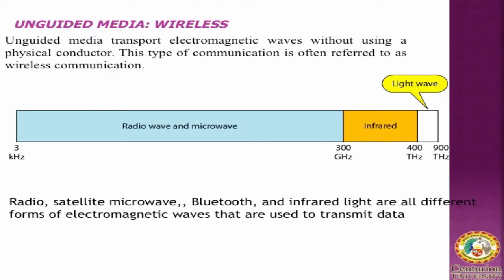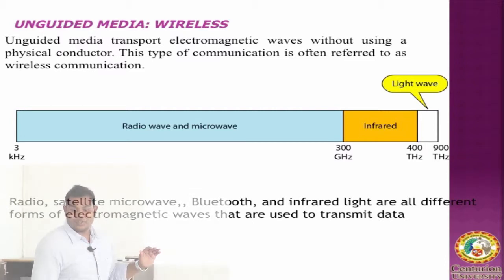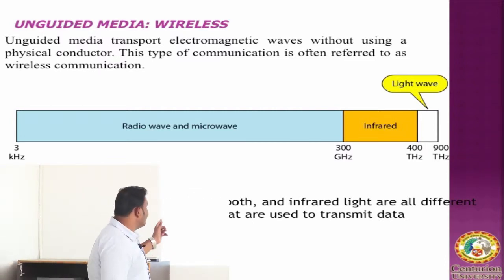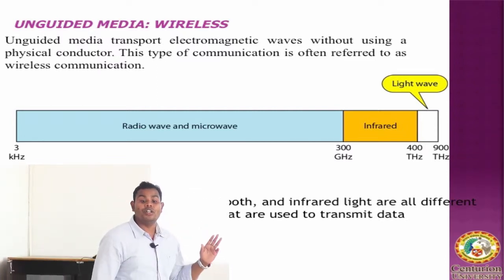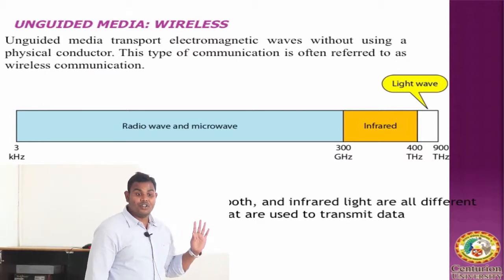Then the next category of medium is your wireless medium or unguided medium. Unguided means what? No physical existence of a line, that is free space or air. We are using air for sending data as well as receiving data. The total frequencies available in air can be categorized into 4 frequencies.